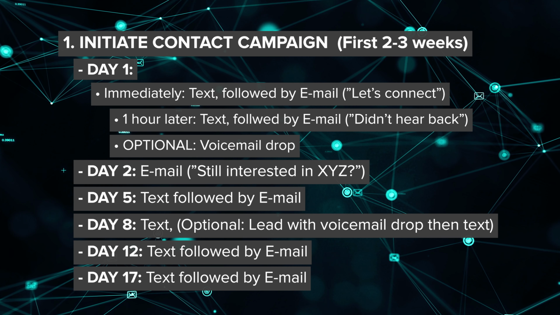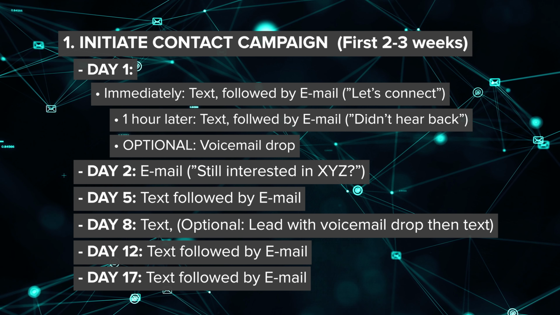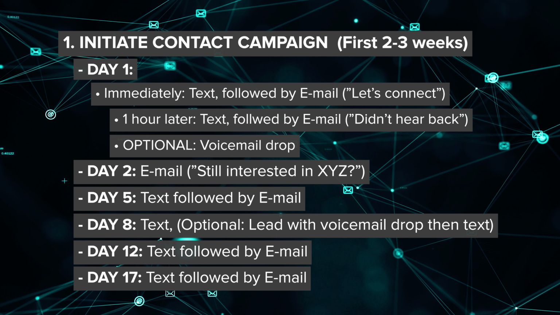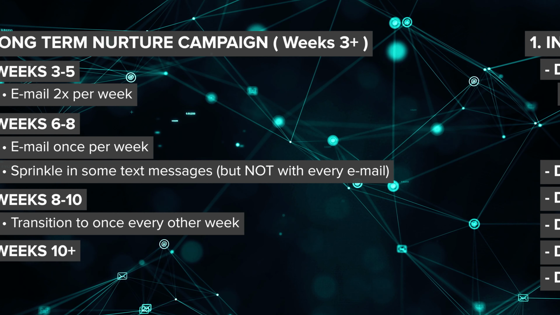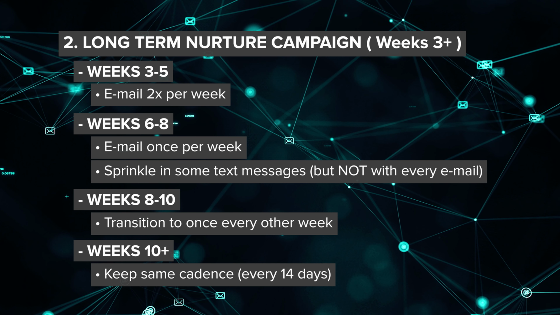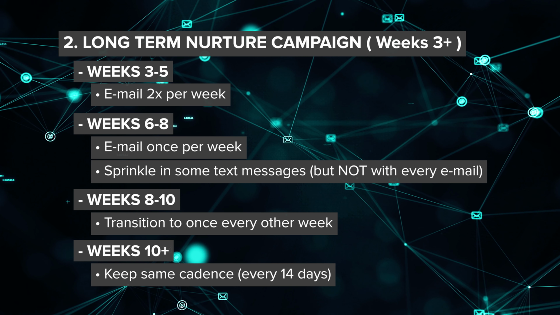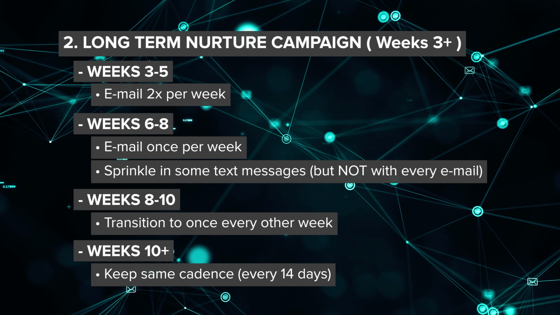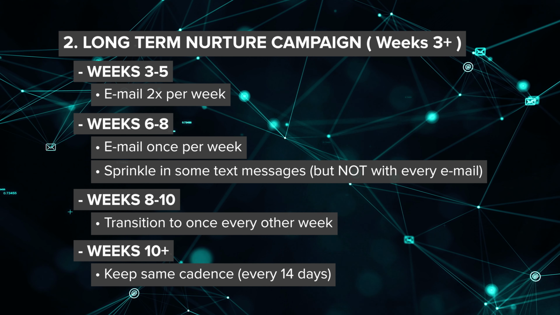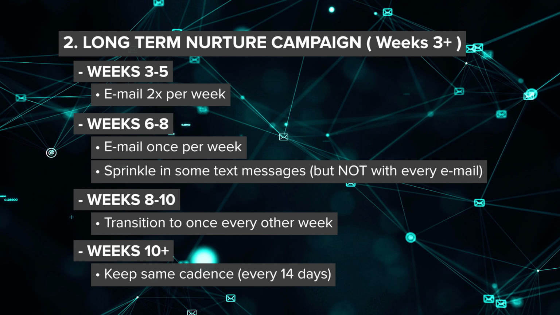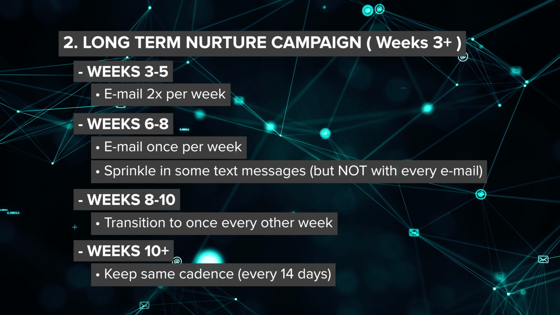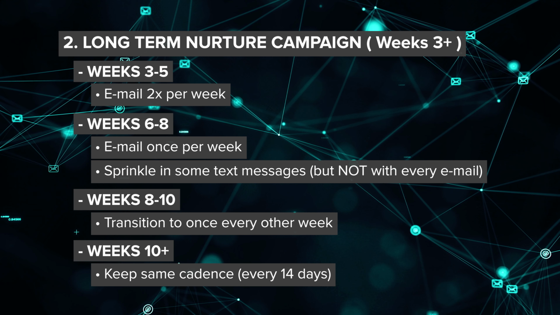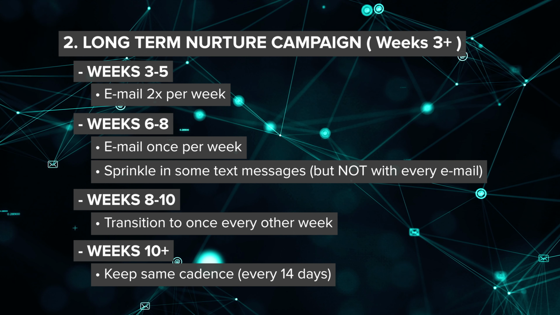And then you have your schedule. So in those first 2 to 3 weeks, you want to be reaching out with the schedule that we listed above, just about every day or every other day. And then once you get to weeks 3 through 5, you want to be reaching out with those valuable emails twice per week. And then when you get to weeks 6 through 8, you want to transition to doing it once per week. And then when you get to weeks 8 through 10, you want to start making that transition to sending those emails out once every other week, but making sure, of course, they're still very valuable content.